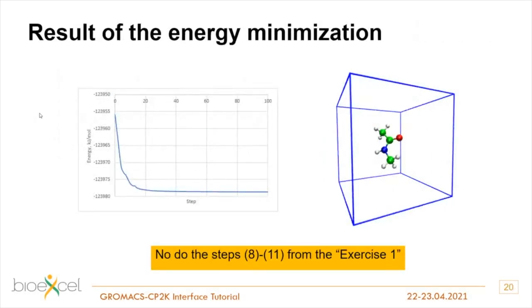For the sake of the recording, I'll just read out the question and the answer. The question was, Matthew asked, for the interface, is it required that GROMACS is compiled with double precision? And Dimitri, you said no, it could also be single precision. But in general, for QMMM, you want to have full double precision in the coordinates.